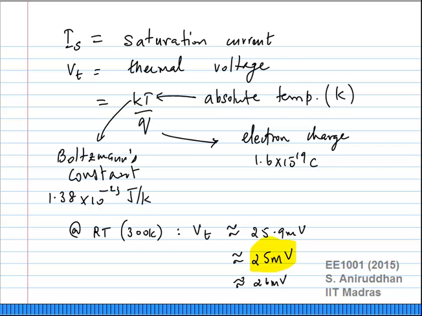And of course, Vt is kT by Q. I already explained last class. K is Boltzmann's constant, T is absolute temperature, Q is the electronic charge.